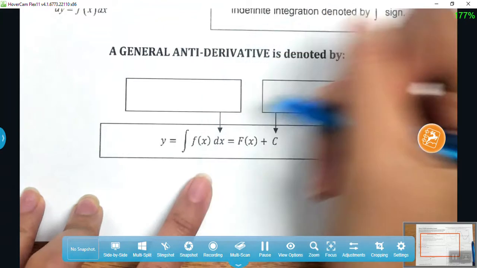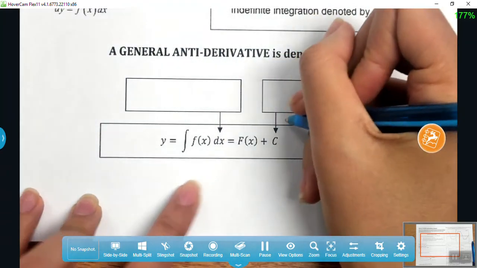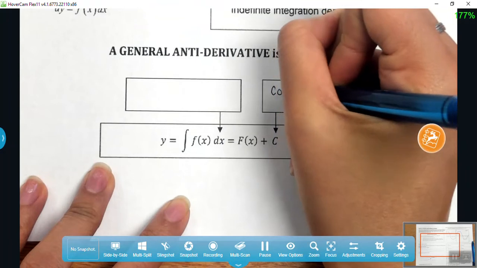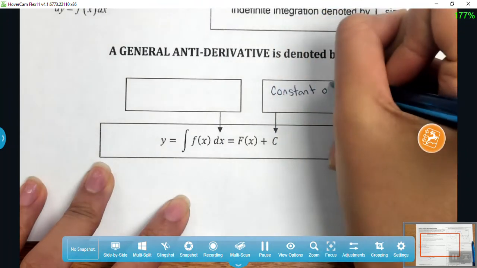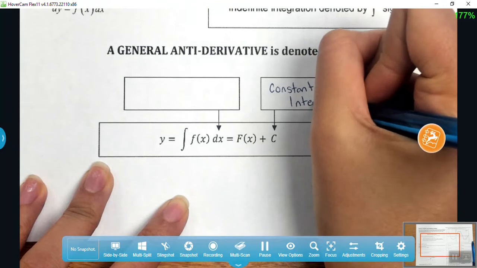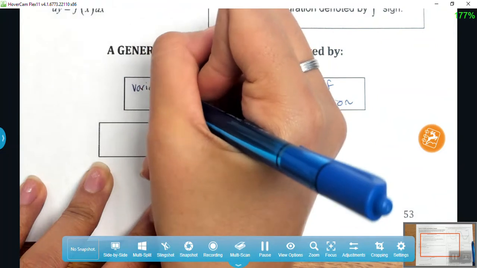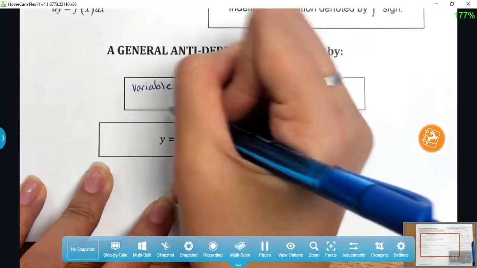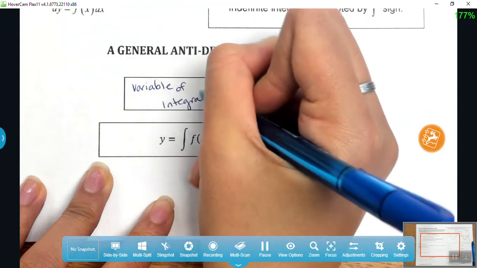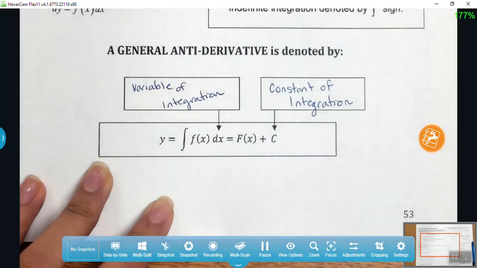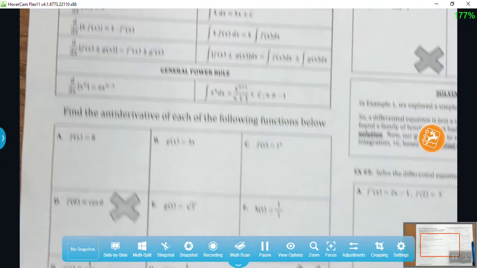So here's the general antiderivative formula. The plus c is the constant. It's called the constant of integration. And this dx is still your variable of integration. The constant basically tells you how much up or down to shift the original graph.